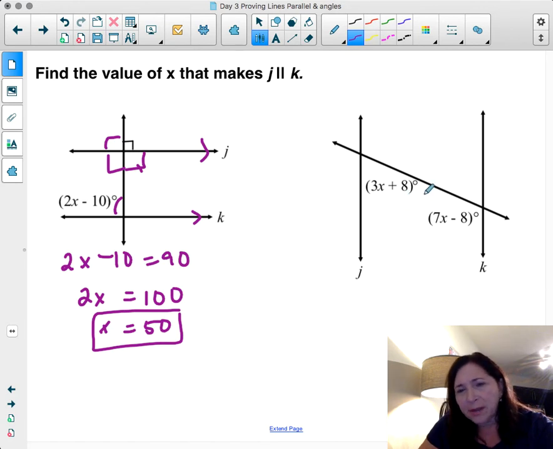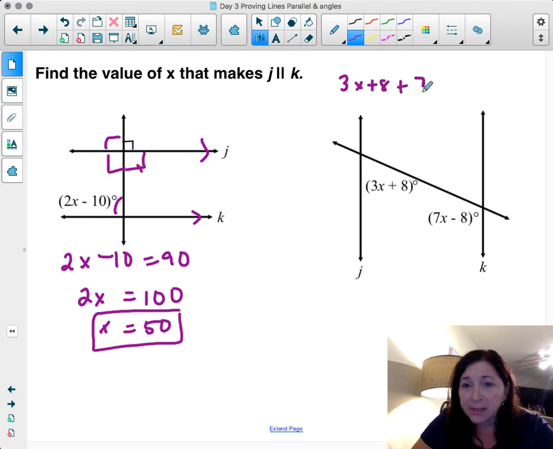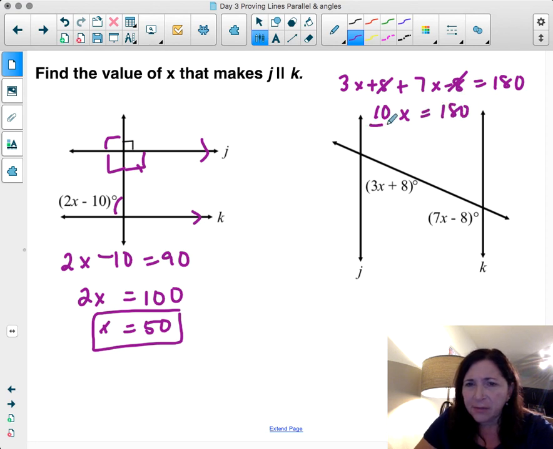For this one, these are, again, same side interior angles. So I would say 3x plus 8 plus 7x minus 8 adds up to 180 degrees. 10x, my 8s are going to cancel. 10x equals 180 degrees. I'm going to divide both sides by 10. I get x is equal to 18 divided by 1, which is just 18.